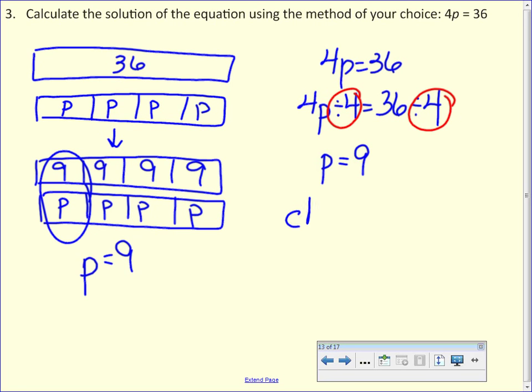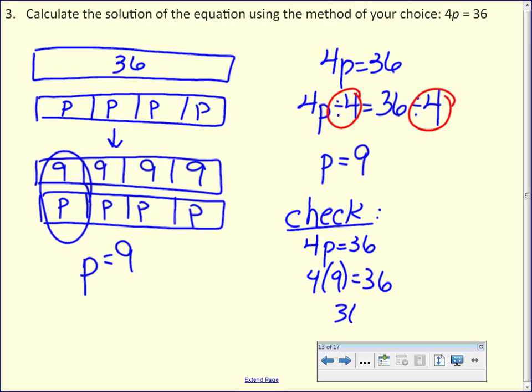So now to quickly check it, 4p equals 36. 4 times 9 is 36. 36 equals 36. So tonight for your homework, make sure you read the directions carefully and use the method they told you to use. And make sure that you show your checks as well.